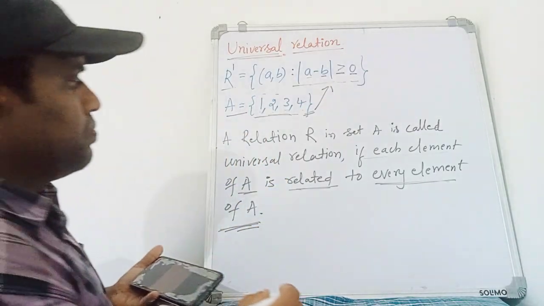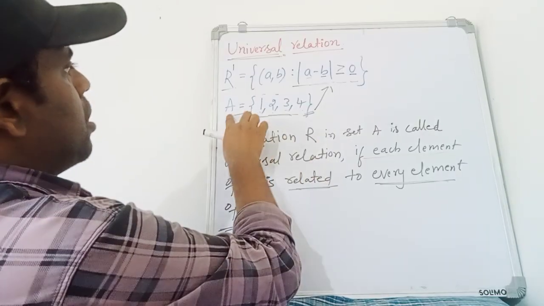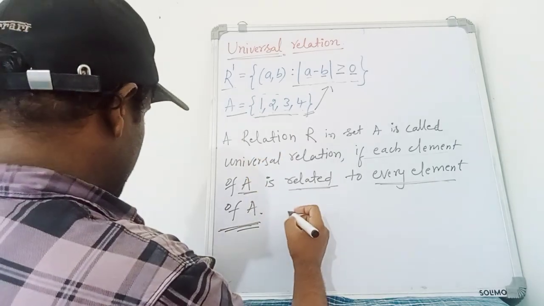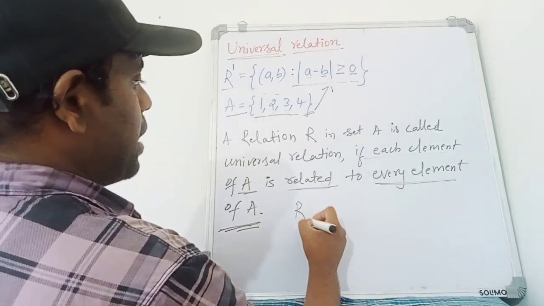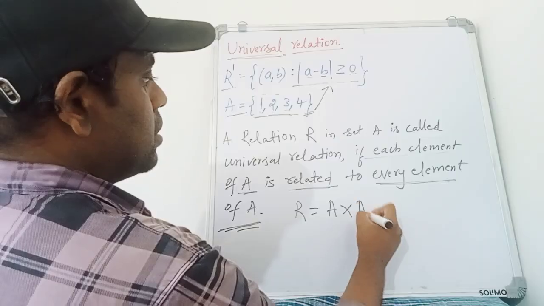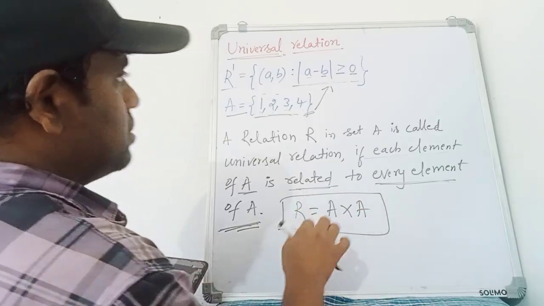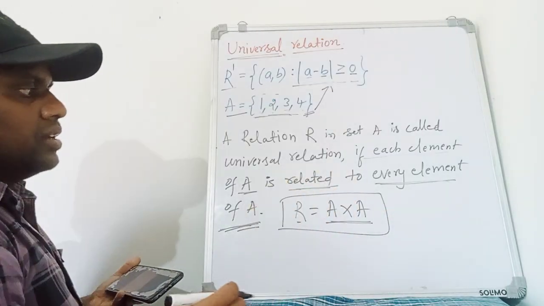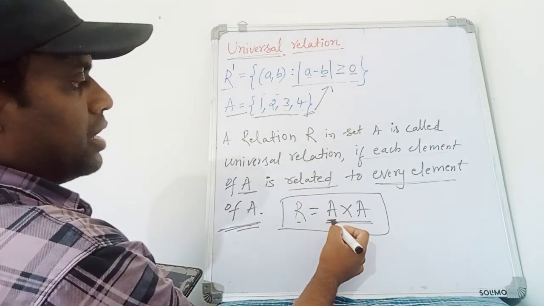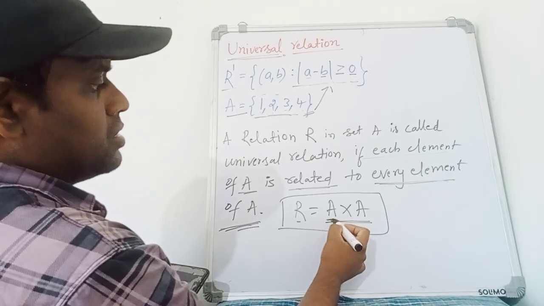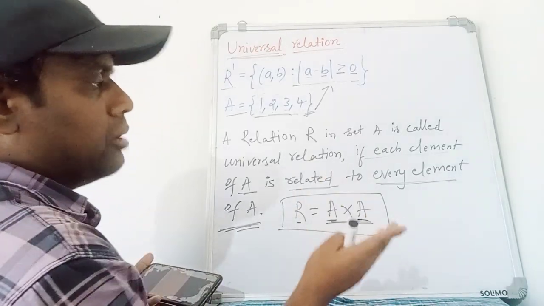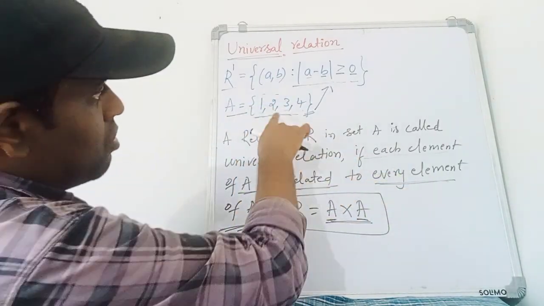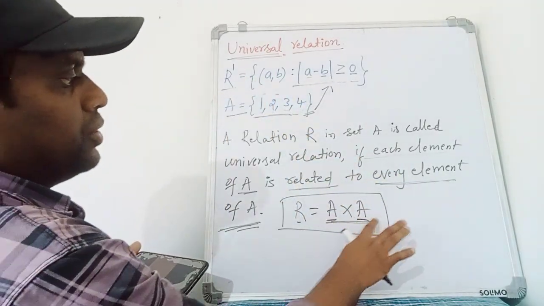Now, how do we represent it? Since all elements of this set satisfy the condition, the universal relation is represented mathematically like this: A × A. That means every element of set A is related to each and every element of set A. Each number is related to each other. Like that, we have taken A × A.